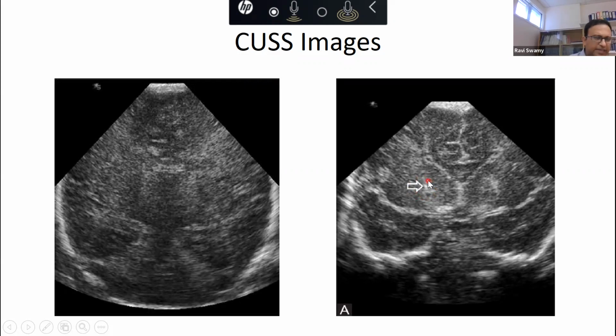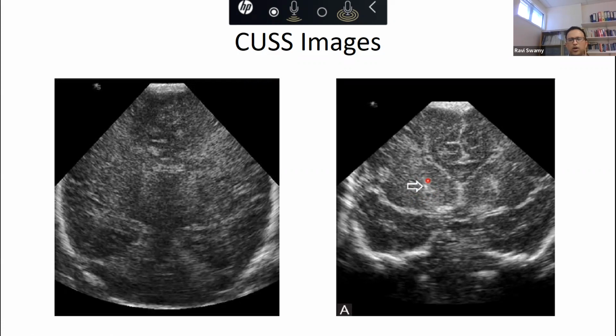Ultrasound is just a screener. It is not the diagnostic, because whenever you see any abnormal images on ultrasound, you should suspect that this child might have some problem, and you want to send this child for MRI. You can't predict long-term outcomes on ultrasound.